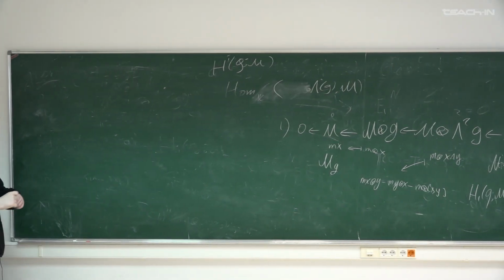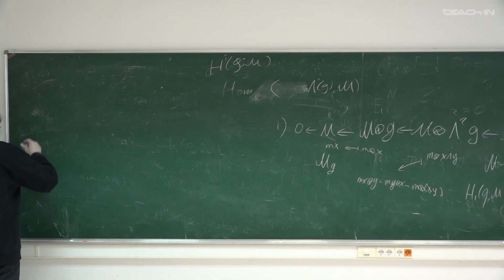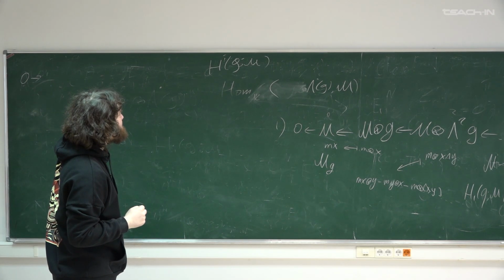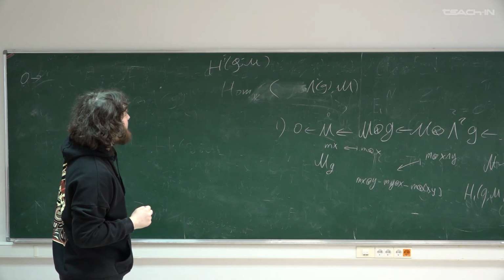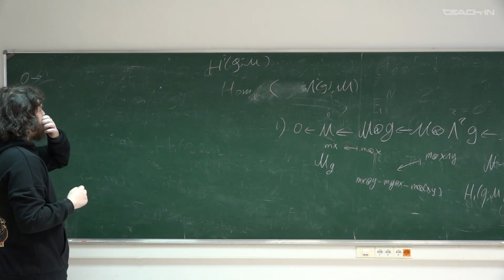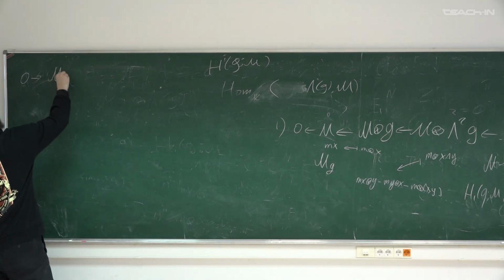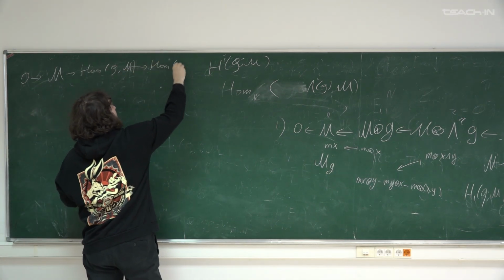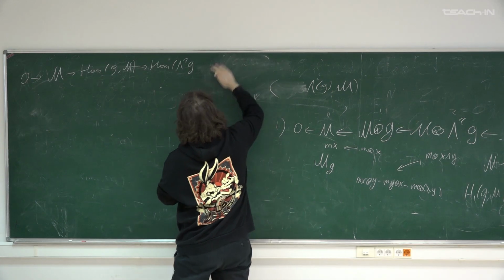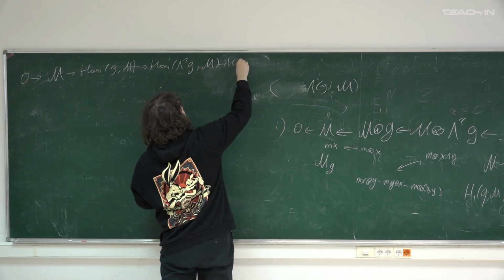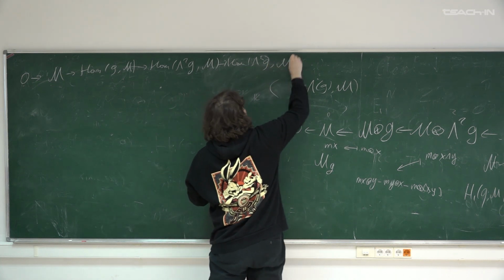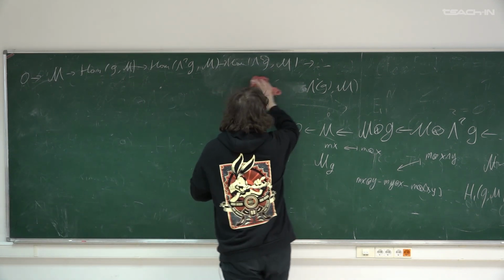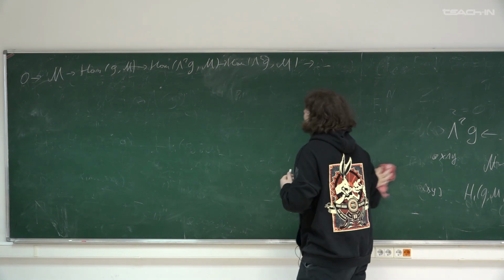What about the second cohomology, for example? Okay, for cohomology, we have hom from k to m. It's m. Then hom from g to m. Hom from lambda squared to m. Hom from lambda third to m, etc. It's my Chevalley-Eilenberg cochain complex.